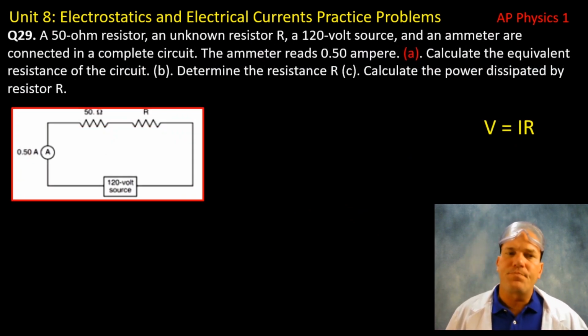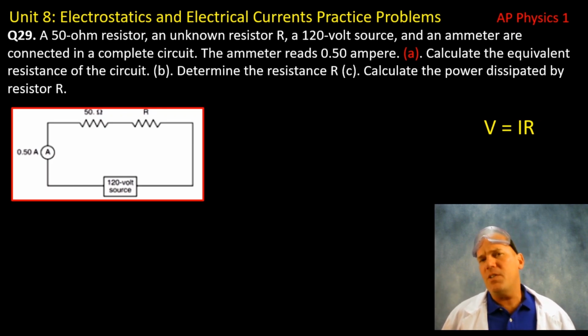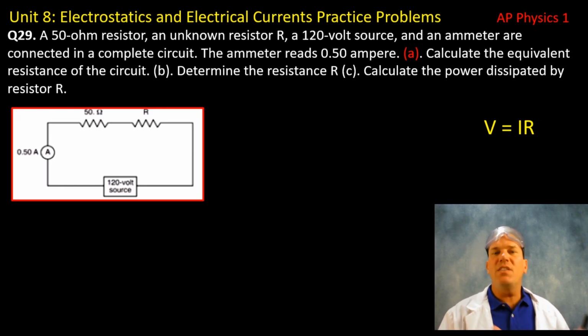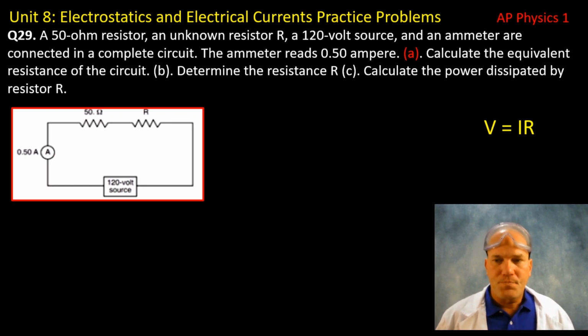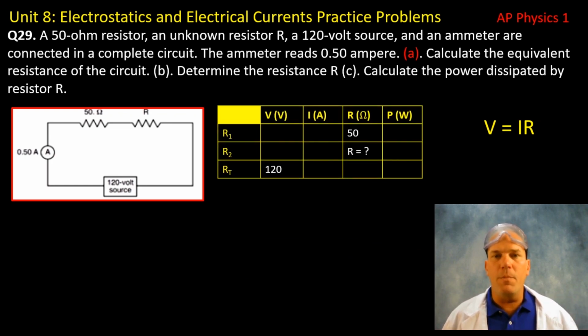Question 29. A 50 ohm resistor, an unknown resistor R, a 120 volt source, and an ammeter are connected into a complete circuit. The ammeter reads 0.5 amperes. Part A, calculate the equivalent resistance of the circuit. Well, we're going to start with our VERP table. We're going to fill in what we're given. We know the total potential difference to be 120 volts.